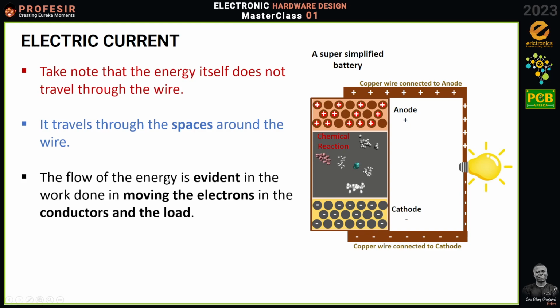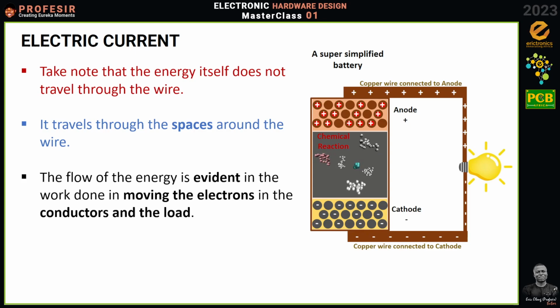So the flow of energy is evident. When energy begins to flow, how do we realize that energy is flowing? It doesn't make any sound, it doesn't make any light, right? But how do we see that the circuit is closed and energy is flowing? The flow of the energy causes electrons to move.